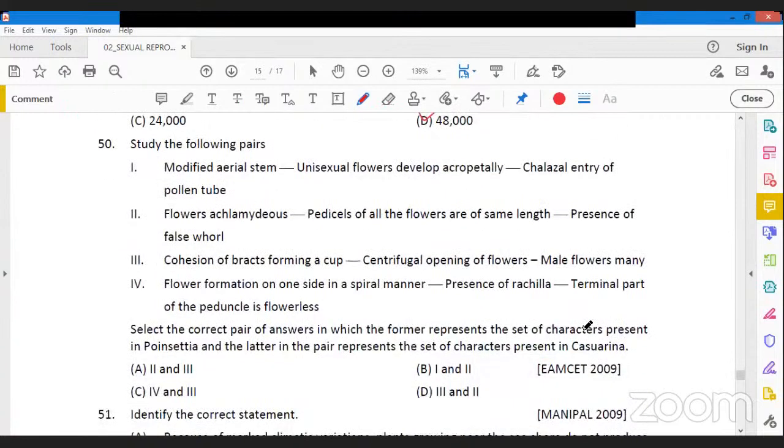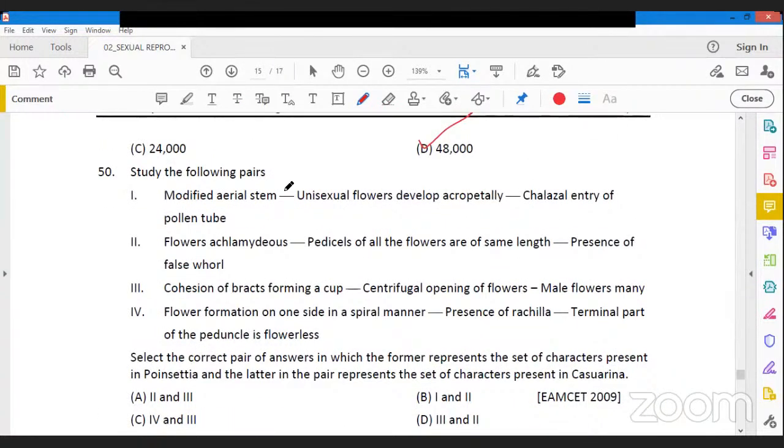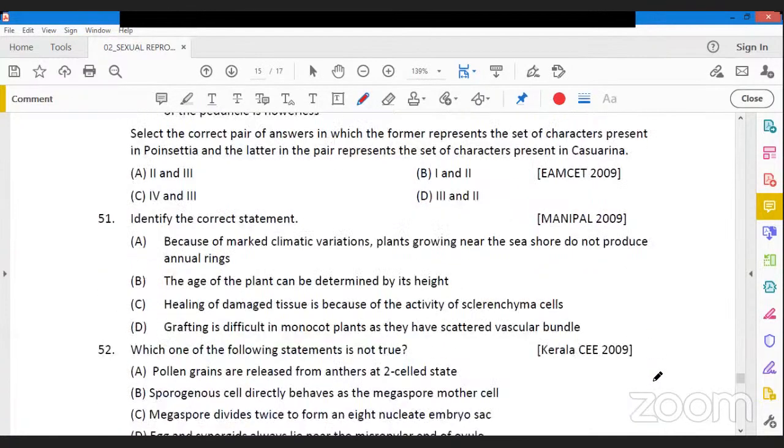Okay, then we'll do the last one now. Study the following pairs. Modified aerial stem, unisexual flowers develop acropetally, chalazal entry of the pollen grain. After giving all these, they ask: select the correct pair of answers in which the former represents a set of characters present in poinsettia and the latter in casuarina. This is not needed, students, we'll look at the next one.